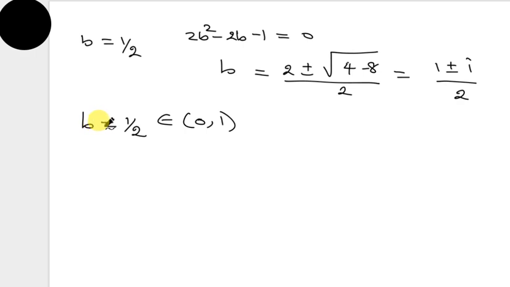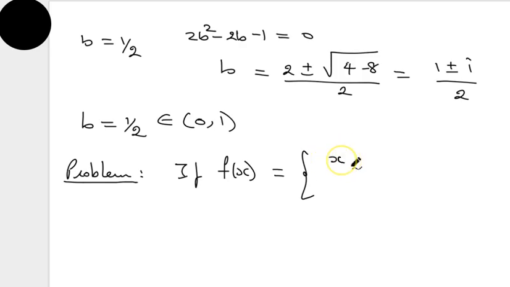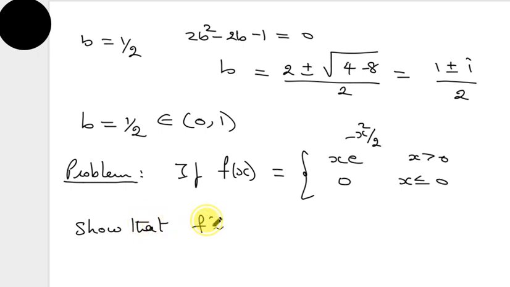Okay, shall we do one more small problem based on this continuous random variable? Right. If f of x equal to x e power minus x squared by 2 for x greater than 0 and 0 otherwise, show that my f of x is a PDF.